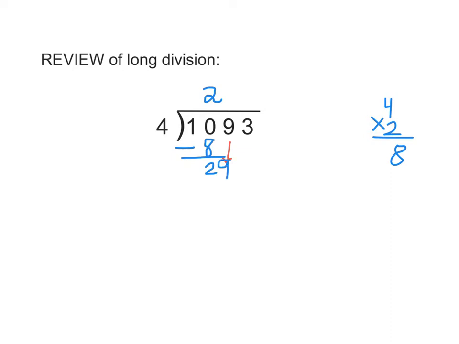Our next step is to go ahead and bring down this number. This will create the number 29. And I'm going to repeat the process. I'm trying to think of what can I multiply 4 by to get as close as possible to 29 without going over. In this case, I can use 7, because 4 times 7 is 28.